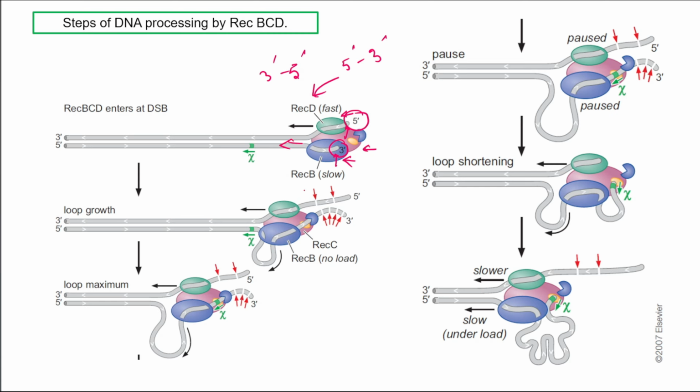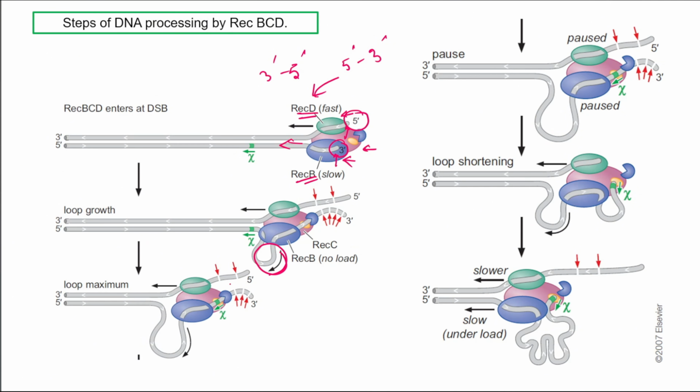But during the initial phase, the two motors of the complex, RecB and RecD, are not moving at an equal rate. RecD moves rapidly on the 5' ending strand, and RecB moves slowly on the 3' ending strand. Because these two subunits travel at different speeds, a single-stranded DNA loop accumulates in the lower strand during unwinding, because RecB moves slowly. This is the loop formation.